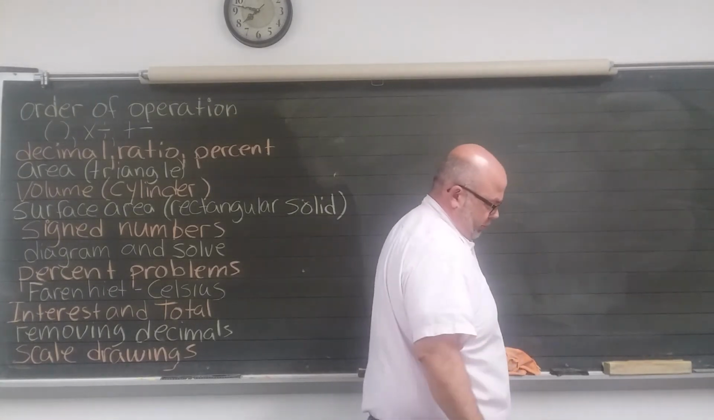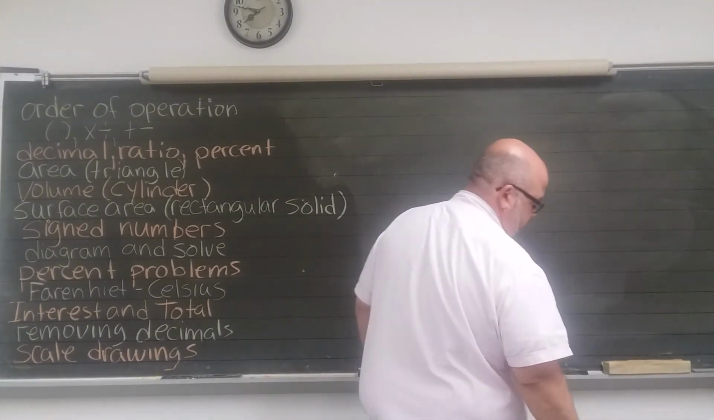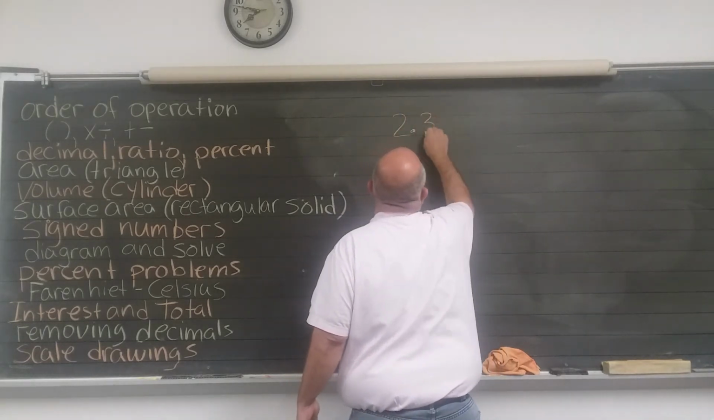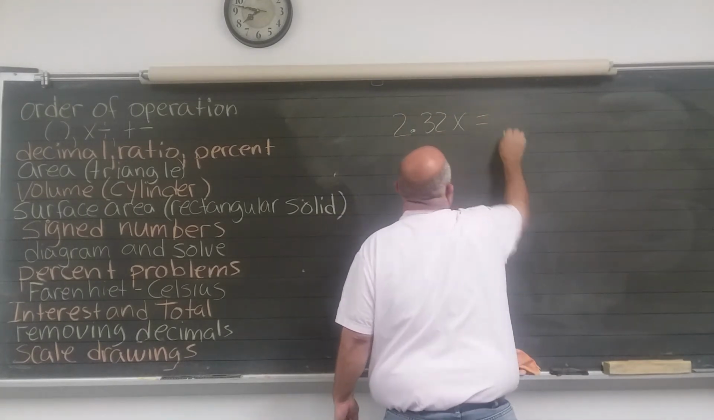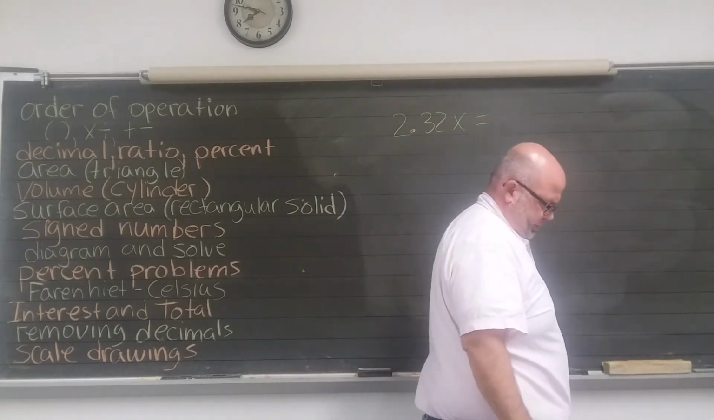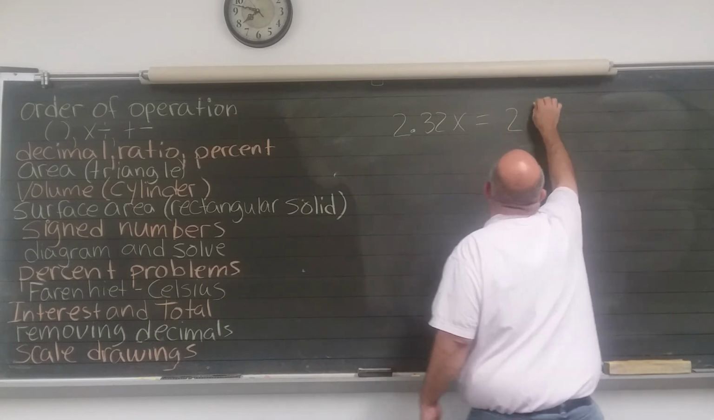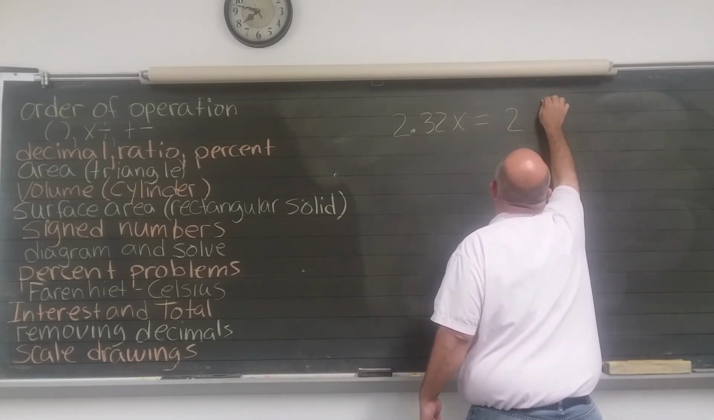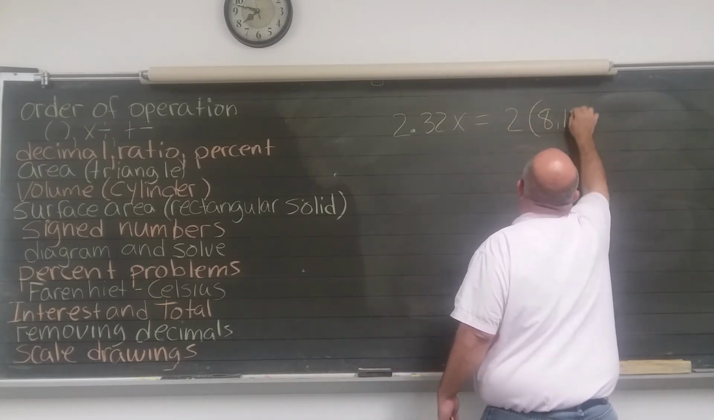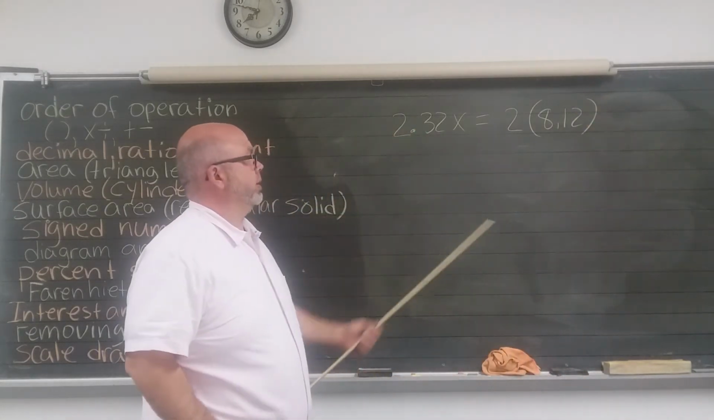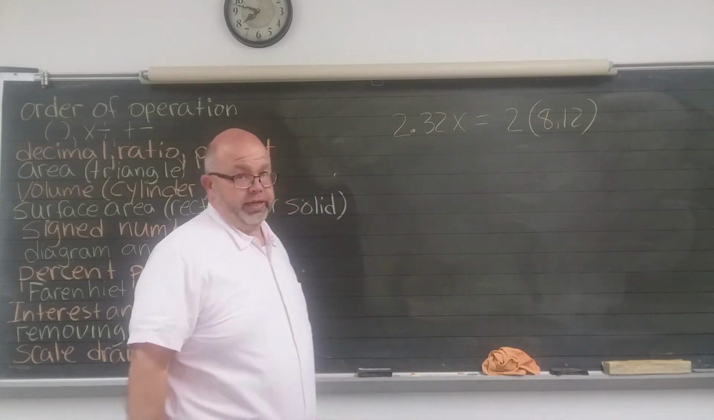Removing decimals in an equation. 2.32x equals 2 times 8.12. Right? You have these decimals, and you want to get rid of the decimals.